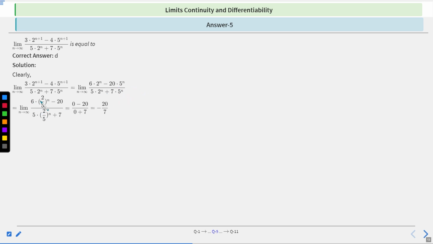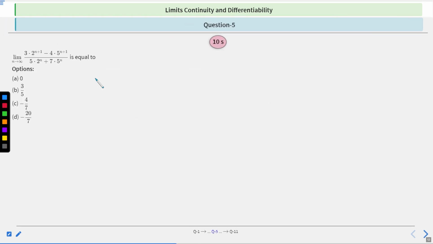Let's take 5 to the power n as common. So (6 into (2 by 5) to the power n minus 20) upon (5 into (2 by 5) to the power n plus 7). So this limit is 0 because 2 by 5 to the power infinity will be approaching 0, right? Clear? So it is minus 20 upon 7. The answer is minus 20 upon 7. Option D is the right choice. Minus 20 upon 7. Okay.